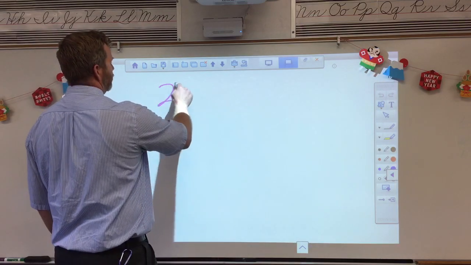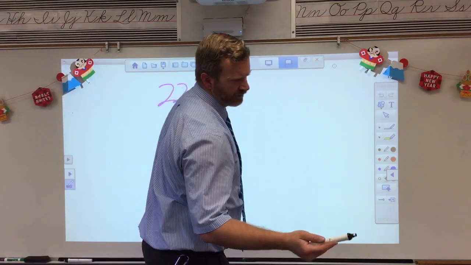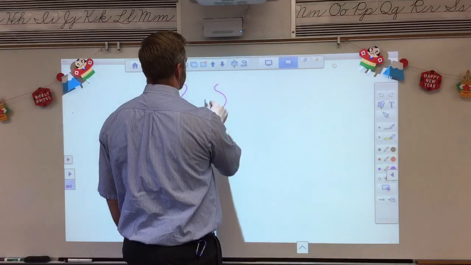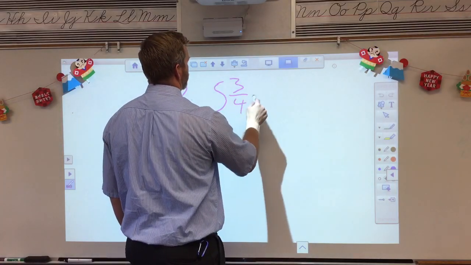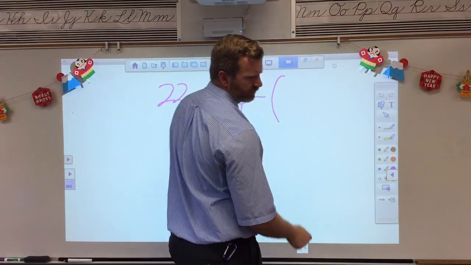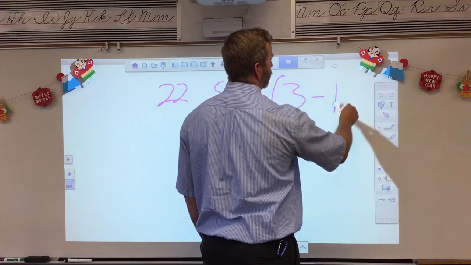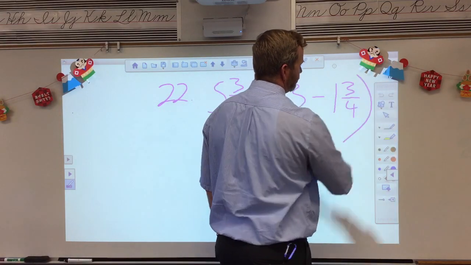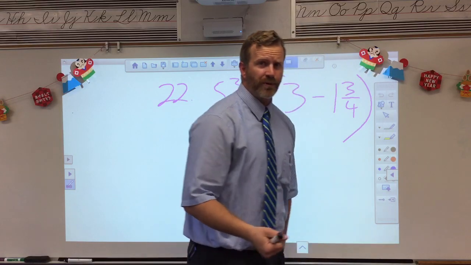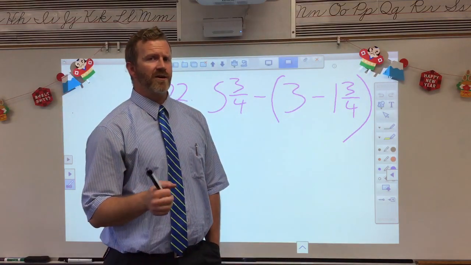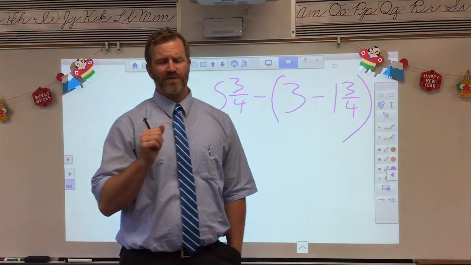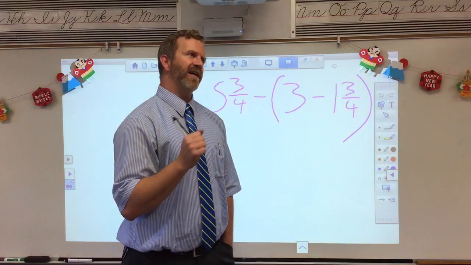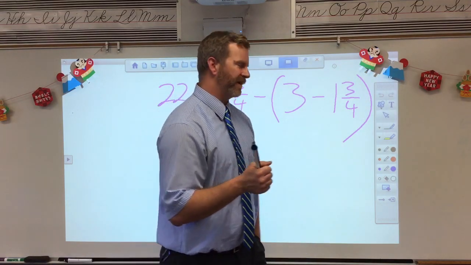So number 22, we've got 5 3/4 minus 1 3/4. Now, here's the tricky part. Everybody pay attention because I know maybe half of you are going to get this problem wrong. If not half, like a third, like 33% of you guys.